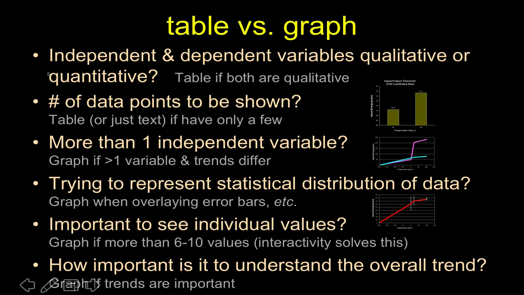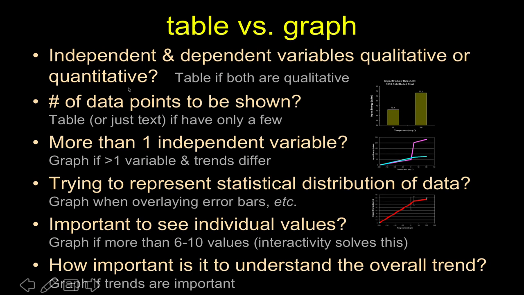Okay. Similarly, if we have more than one independent variable, particularly if the trends of those variables differ. So for example, here's two line graphs. Look, yeah, here the blue is relatively, it's going up, but it's relatively flat with that group of data. The pink group of data is like boop, boop, boop, right? That's much easier to see in graphical form than in tabular form and much quicker.